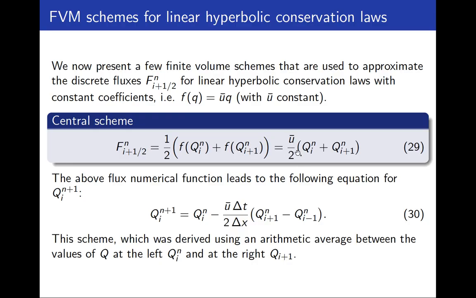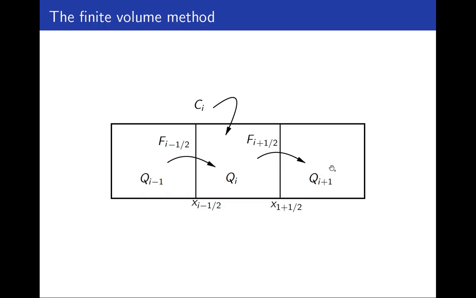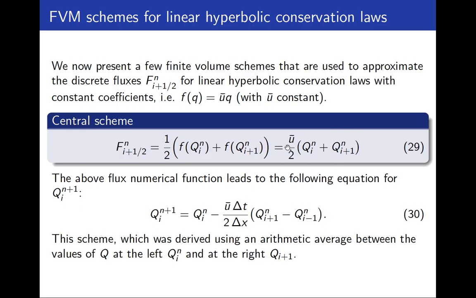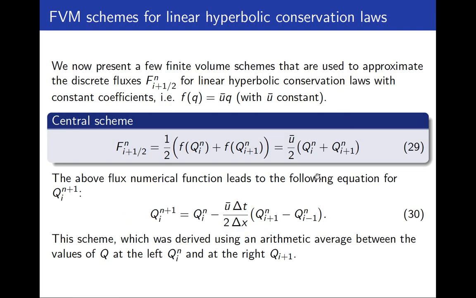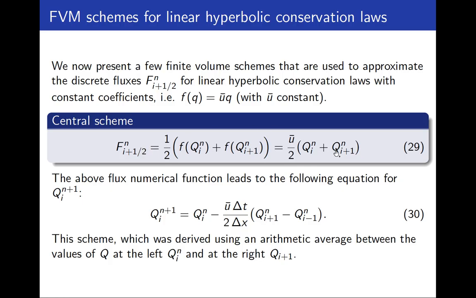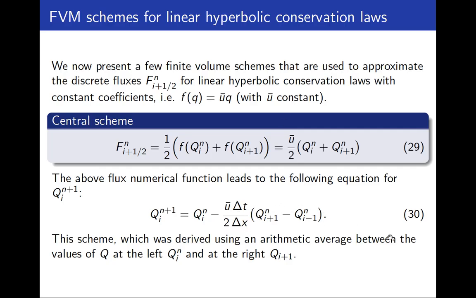which is given by an arithmetic average. That means that we will sum the value from the cell to the right plus the value of q in the cell here, divided over 2 and multiplied by the fluid velocity. So that's the flux function at the right border. The same applies to the flux function here. Now you will have an arithmetic average between this value and the value of the left cell.